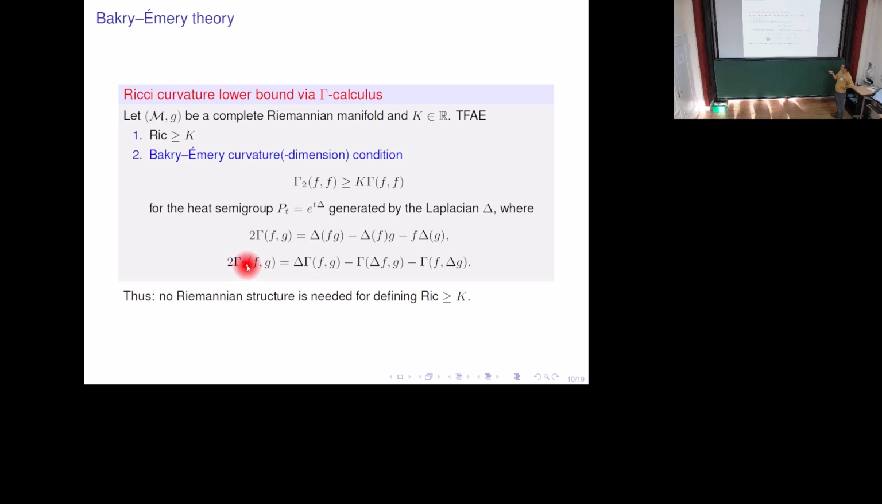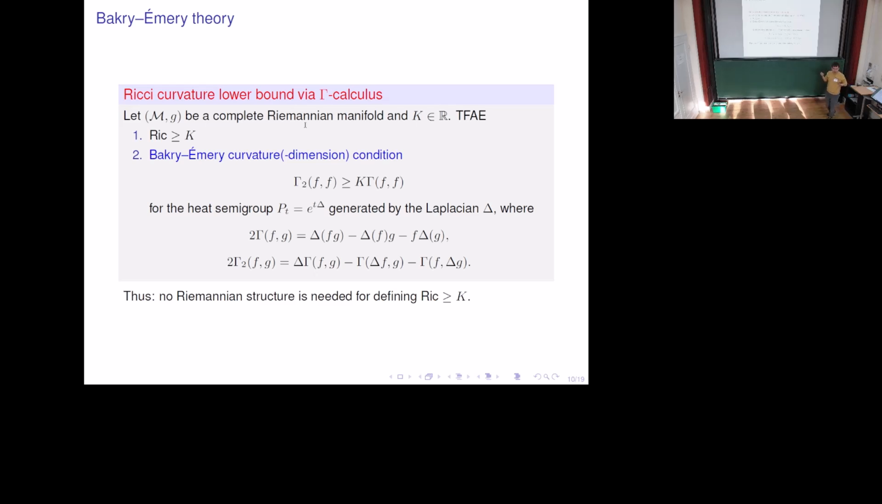The difference is that twice gamma 2 of f and g is a function that is defined as follows. Instead of taking the product of f and g, you take the gamma of f and g that was just defined. Then you define in a very similar fashion, and this is the so-called gamma 2. And the beautiful thing is that this inequality comparing these two bilinear forms characterizes this geometric condition of the Riemannian manifold. Starting from this, you can define the Ricci curvature lower bound without the use of the Riemannian manifold structure, since this condition only requires a very nice semigroup, whose details I will not recall.